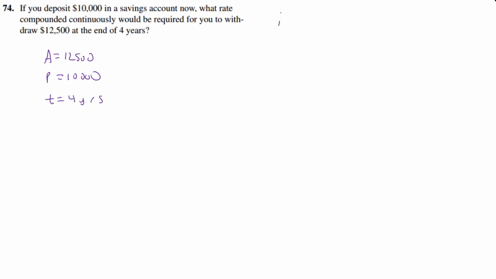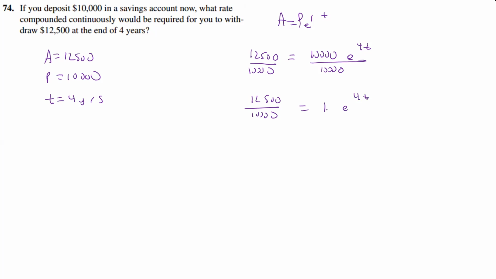So now we just have to remember A equals Pe^(rt), and we plug everything in. So 12,500 equals 10,000 e to the 4r. And we can use our calculator. If we divide by 10,000, then we have 12,500 divided by 10,000 equals e to the 4r. Take the ln of this side, take the ln of this side. This comes down. Ln of e is just 1. So if we divide by 4, that should give us what r is equal to.